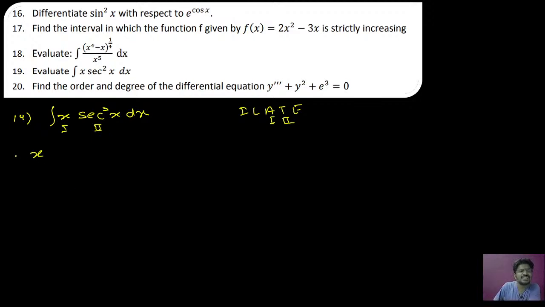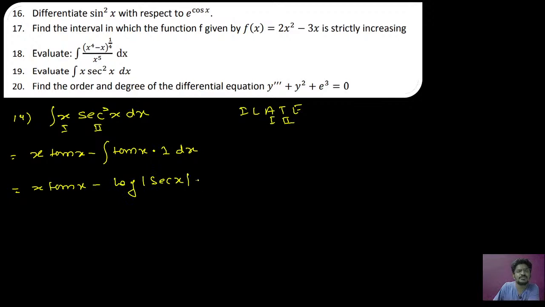Now write x as it is. Integration of secant square x is tan x, minus integration of the same tan x, multiplied with differentiation of x, which is 1, with respect to dx. Now, integration of tan x is what? Log of mod of sec x plus c. This is your answer.